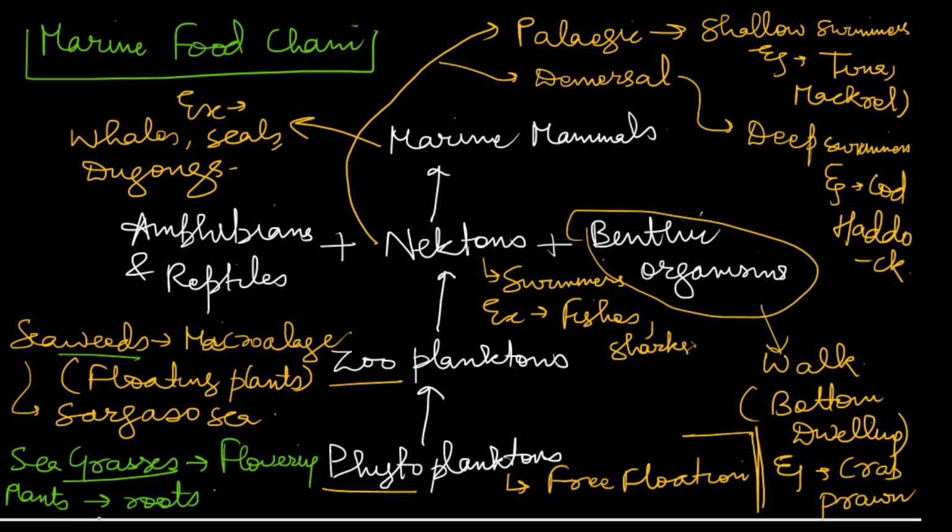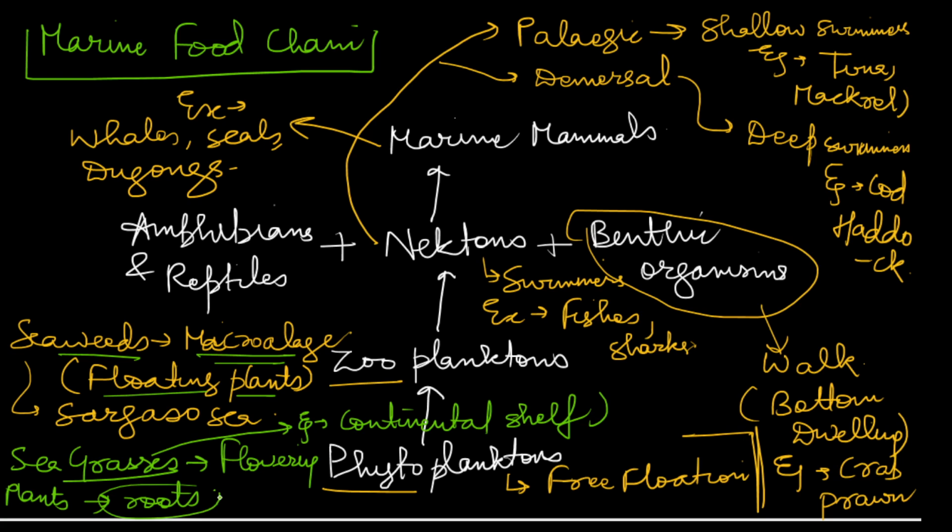They are flowering plants. They will have roots, and these can generally be found in the continental shelf. This is about sea grasses. So seaweeds are macroalgae, they are floating plants, and sea grasses are flowering plants having roots, which can be found in the continental shelf. And seaweeds can be found floating anywhere. For example, the highest amount of seaweeds is found in the Sargasso Sea.